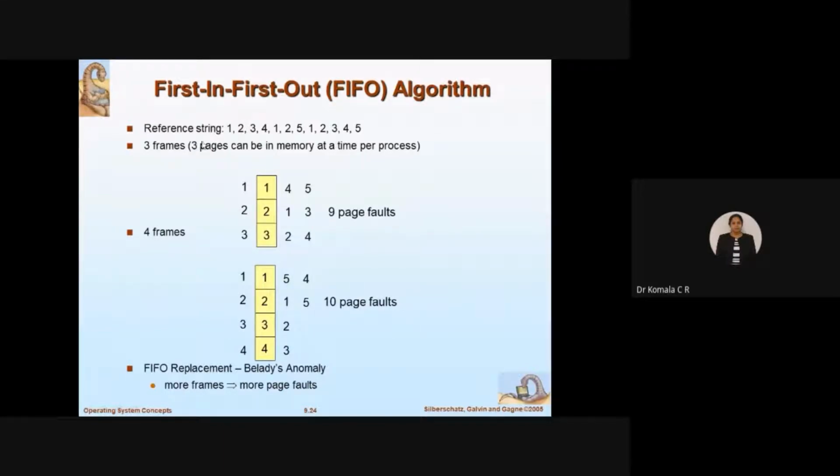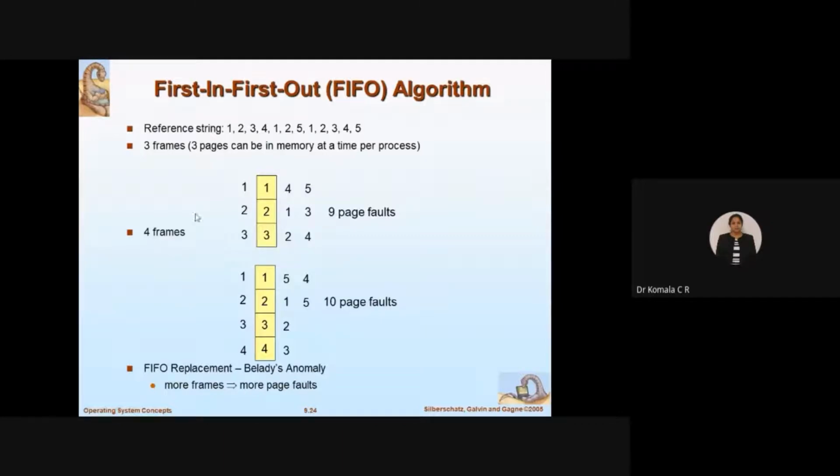Here, 3 free frames means 3 pages can be loaded in memory at a time per process. Per process you have so many pages to be executed. In that, 3 pages you can fit in the 3 frames of space available in the memory. That is 3 frames here, right? In the same way you can go for 4 frames, 6 frames, whatever is required.